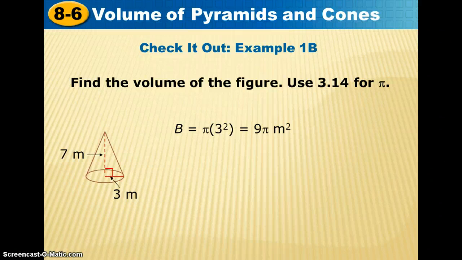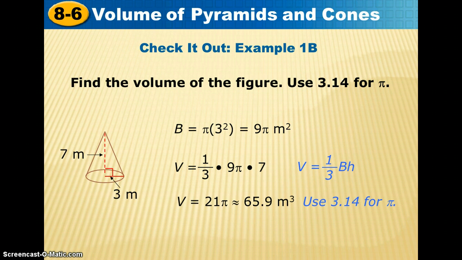But it doesn't matter. We're going to plug in 9 pi into the volume formula, which of course, again, is volume equals 1/3 big B times H. So plugging in what we know, we have 1/3 times 9 pi times the height, which in this case is 7, and multiplying that all out, we would get 21 pi, which is approximately equal to 65.9 meters cubed.